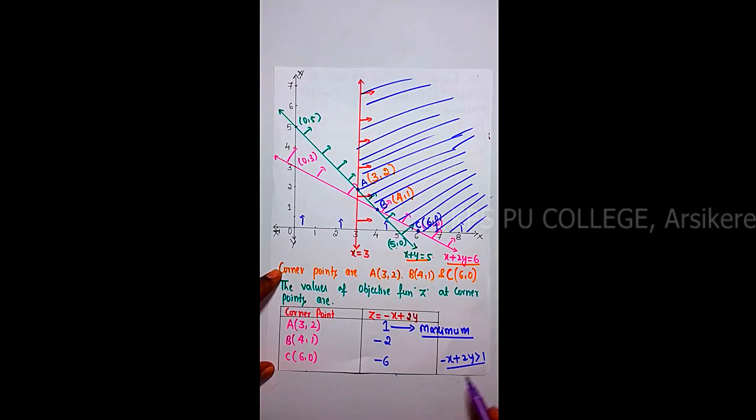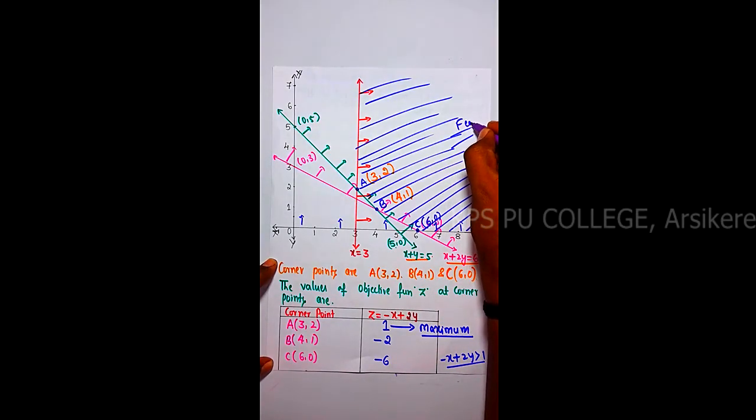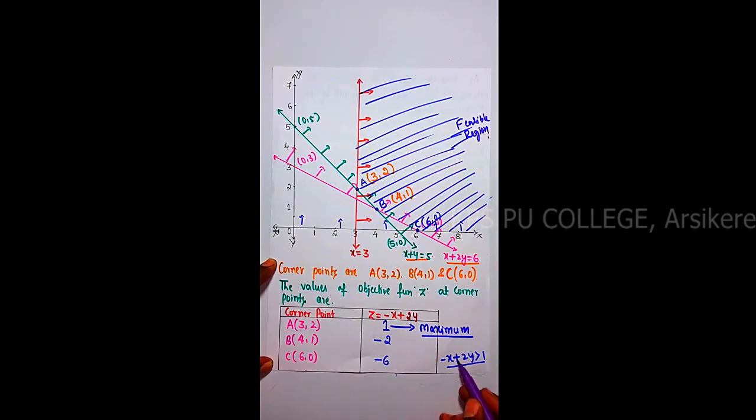So this line we have to draw on the graph. When we draw the graph, we will get the plane, the half plane or region of -x + 2y greater than 1. This region should not have any common point with the feasible region. So this is the feasible region here.